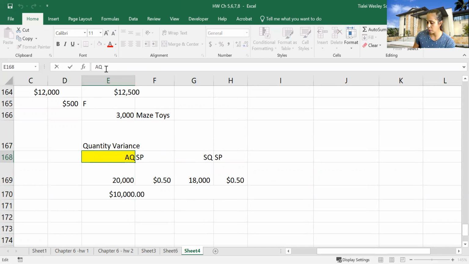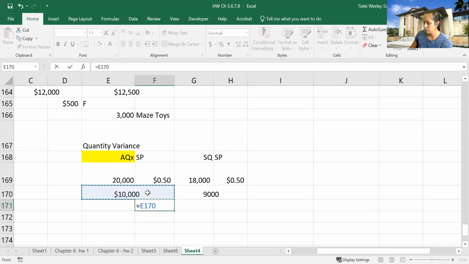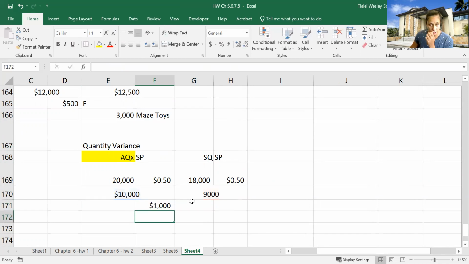So actual quantity multiplied by standard price, and standard quantity multiplied by standard price. And they are going to have a 1,000 unfavorable quantity variance. So what could have caused this quantity variance?